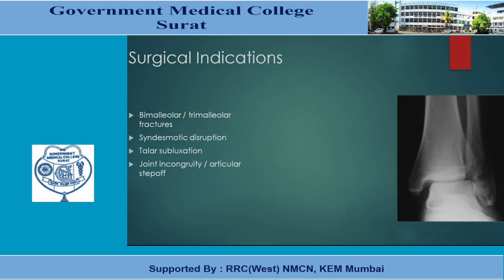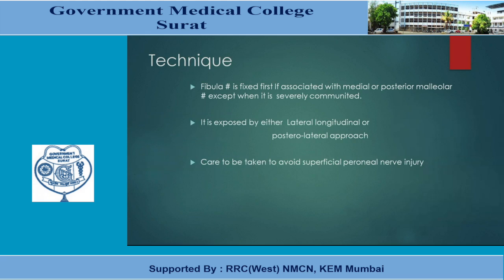Okay, and here we see the space between the medial malleolus and talus is more than 2 mm. So there is a deltoid ligament avulsion and an oblique fracture of the fibula. So this is a bimalleolar fracture with talar subluxation. This needs surgical indication, so open reduction and internal fixation.